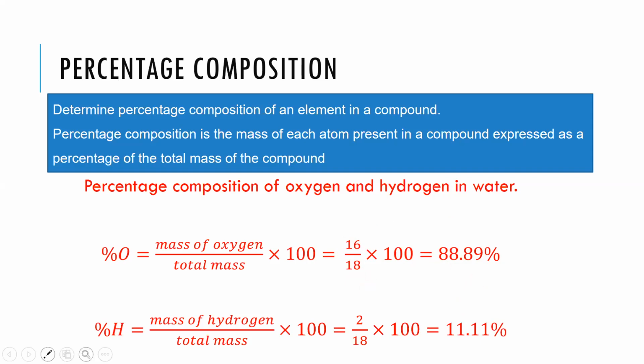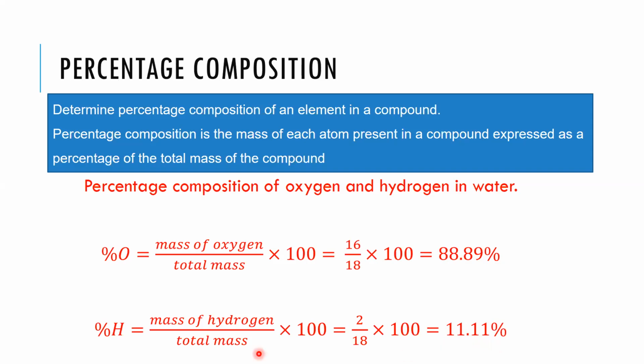The second example is the other element present in the compound, water. The percentage of hydrogen by mass is equal to the mass of hydrogen. We have 2 hydrogen atoms and each one is 1 gram, so it's 2 times 1, 2 grams. So 2 grams divided by 18 times 100 gives us 11.11%. And if you add them up, you are supposed to get 100%.